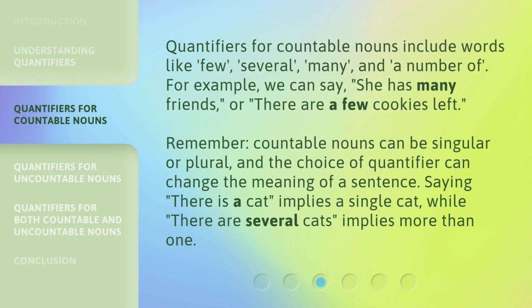Quantifiers for countable nouns include words like few, several, many, and a number of. For example, we can say, she has many friends, or there are a few cookies left. Remember, countable nouns can be singular or plural, and the choice of quantifier can change the meaning of a sentence. Saying, there is a cat, implies a single cat, while there are several cats, implies more than one.